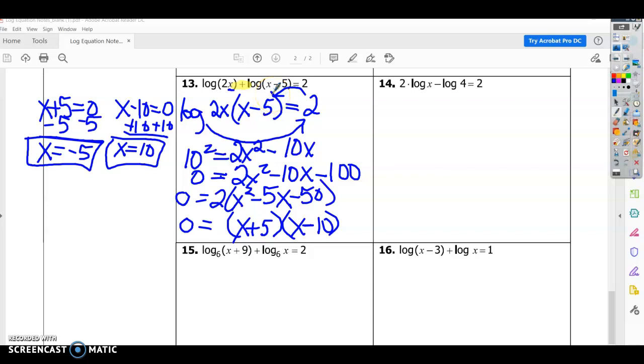And my base is 10. So base of 10 squared is also 100. So that one will work when I plug it in. All right, if I plug in 10, 2 times 10 is 20, and then 10 minus 5 is 5. So 20 times 5, because again that changes to multiplication, 20 times 5 is 100, and again base 10 squared, so that one will work as well.